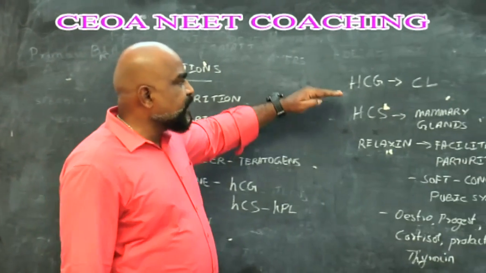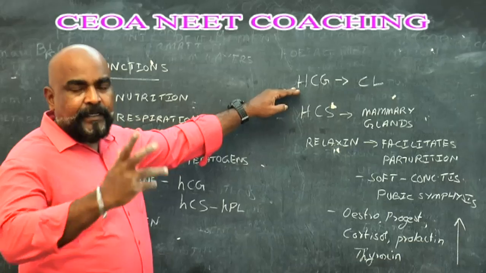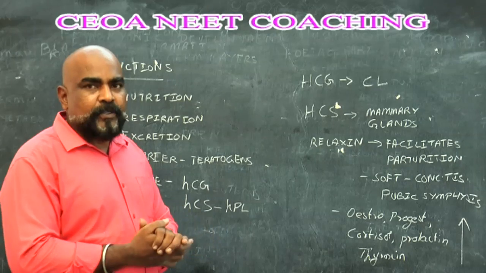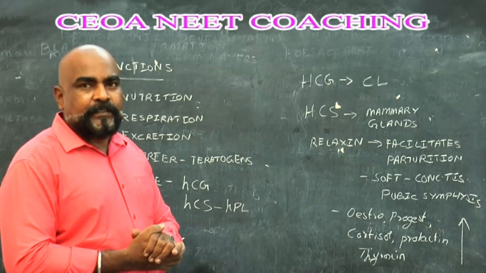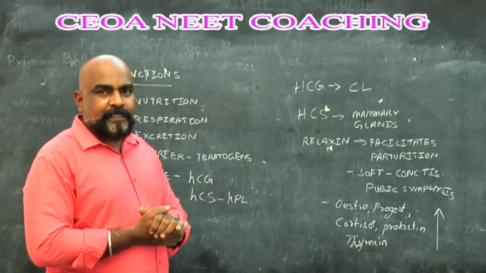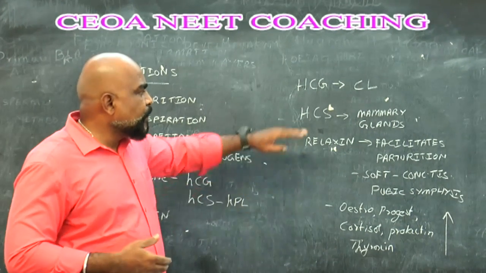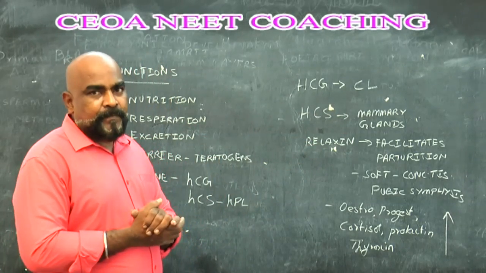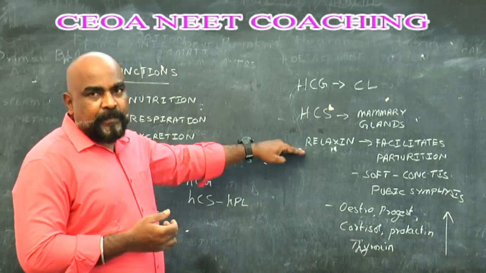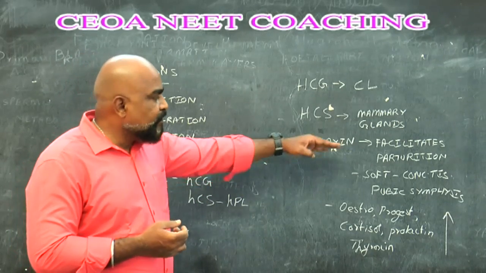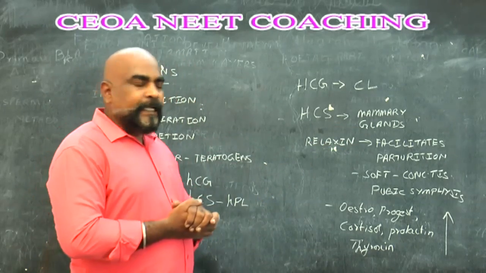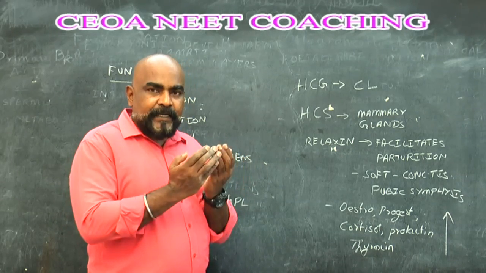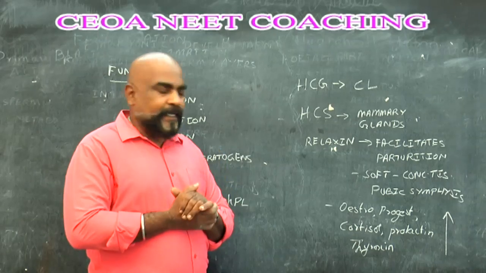Regarding the functions of HCG, we have already seen that it acts more or less similar to progesterone. It activates the corpus luteum and induces it to produce progesterone. Thereby, the endometrium is maintained and menses is prevented. Human chorionic somatotrophin induces the development of the mammary glands. And relaxin plays a vital role in parturition. It softens the connective tissues in the pubic symphysis so that the baby can pass easily through the birth canal.